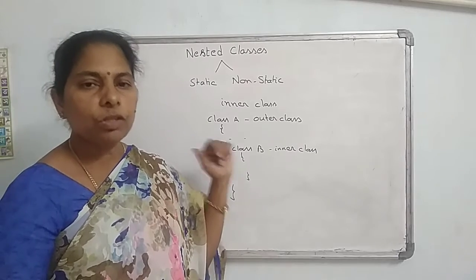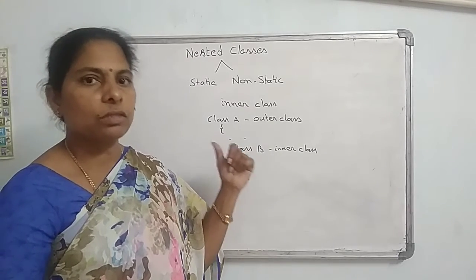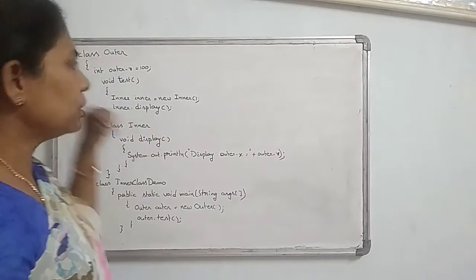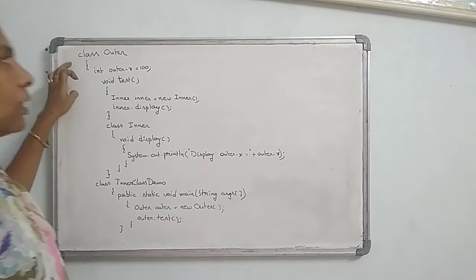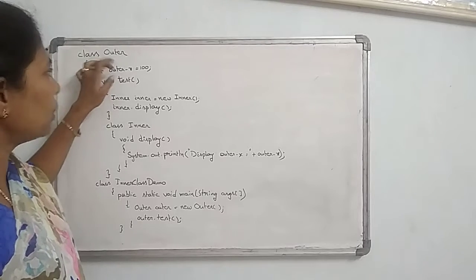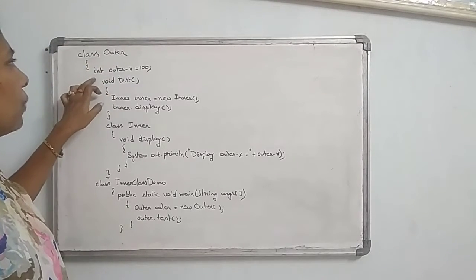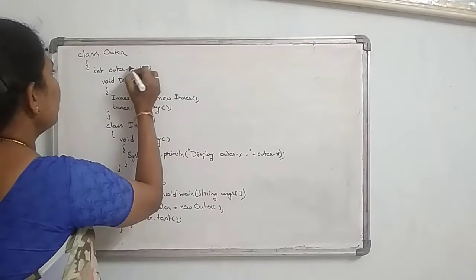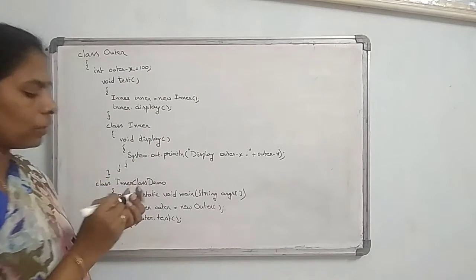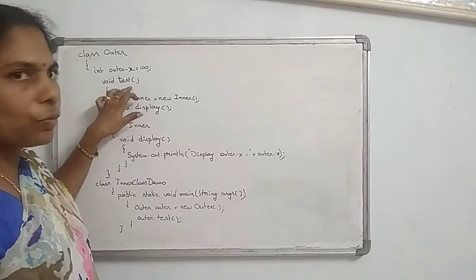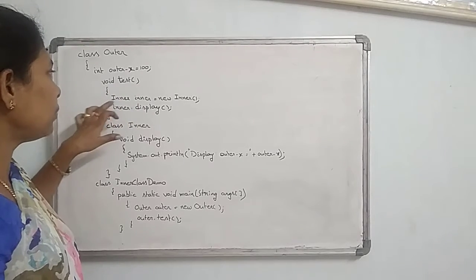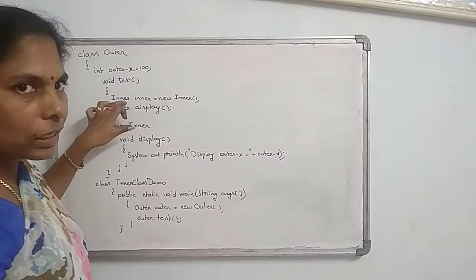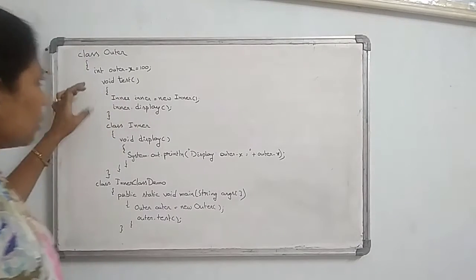Now we will discuss one example of the nested class. I am declaring the class Outer. Within the outer class I use one instance variable, outer_x, equal to 100. Then I take one method, test, in which I create inner equal to new Inner. Inner is another class.